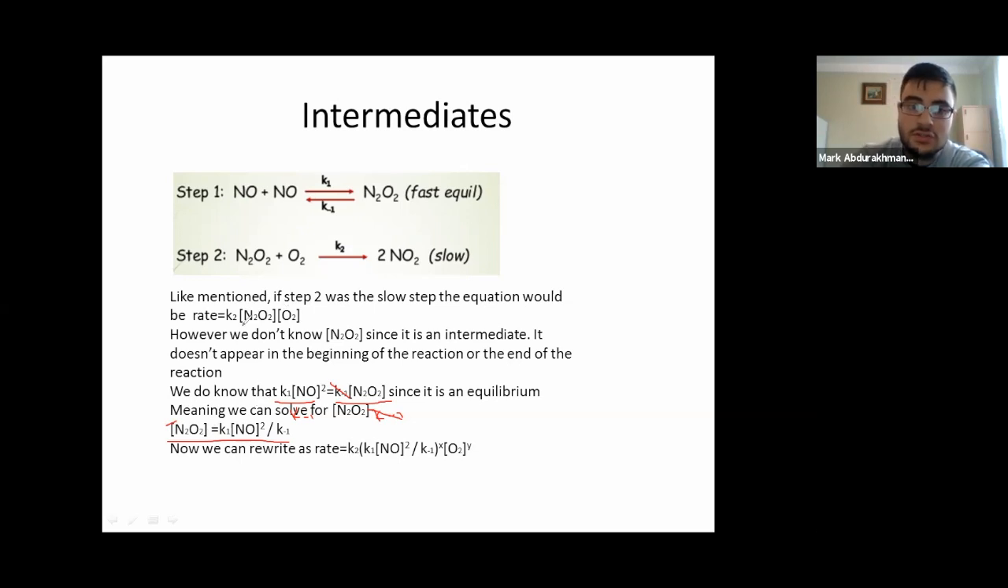You now know what this term is. Our initial goal was to solve this whole equation, and to do that, we wanted to get rid of this term, N2O2. Now we can get rid of it because we know what it's equal to: this whole thing. So we can take the original rate equation and rewrite it, because all we did was take this N2O2 and replace it with this, which we know is equivalent.